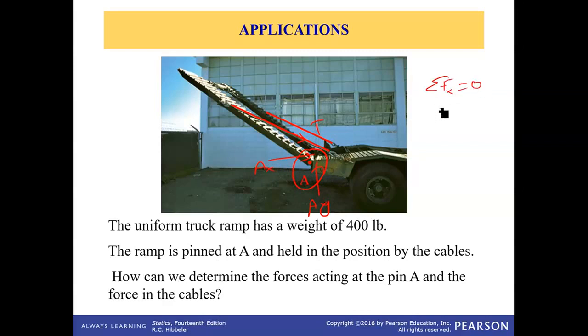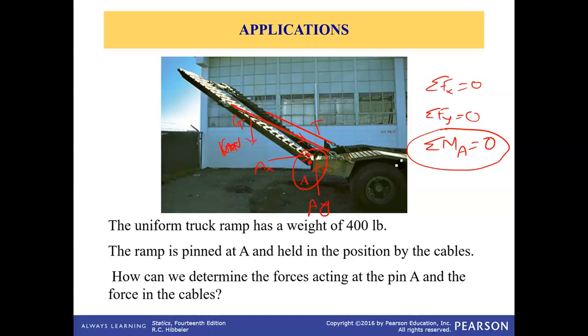The answer is sum of forces in x equal to 0, sum of forces in y equal to 0, and sum of moments about point A equal to 0. Using this, we can solve for them. In fact, when we apply sum of moments about A equal to 0, we do not need to consider Ax and Ay because they pass through A, so they do not contribute to the moment. By the way, we also need to indicate the weight acting through G. So this is the weight of the ramp, W.